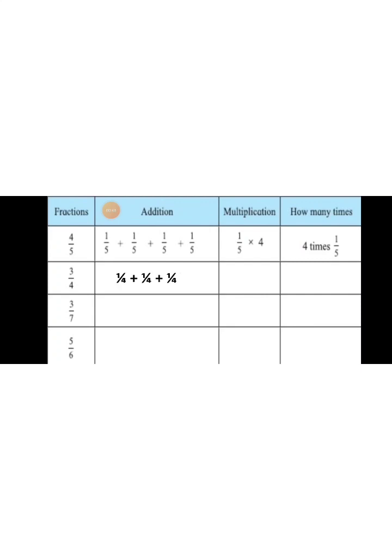The same way, let us go to the next fraction, that is 3 upon 4. So 3 upon 4 means the whole is divided into 4 parts and out of that 4 parts we have taken away 3 parts. So each part is 1 by 4, 1 by 4 and 1 by 4. How many times did we take 1 by 4? We have taken 3 times. So that is 3 times 1 upon 4.